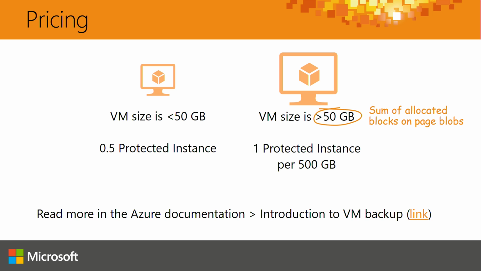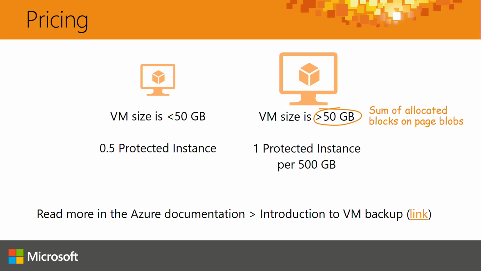Just to round out this portion, before I hand over to Shivam to show you a little about Azure Backup Server, that is pricing. Pricing is exactly the same as other Azure Backup from on-prem to the cloud. If your virtual machine is under 50 gigabytes, it's considered half a protected instance. If it's greater than 50 gigabytes and up to 500 gigabytes, it would be one protected instance. I don't care how many disks you attach.